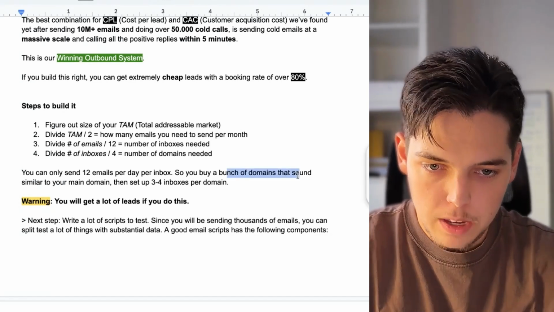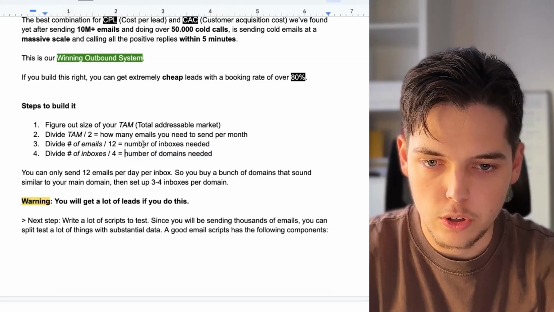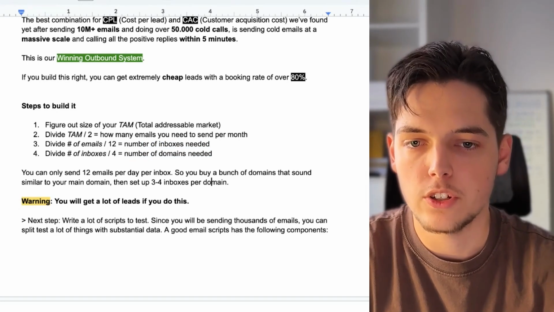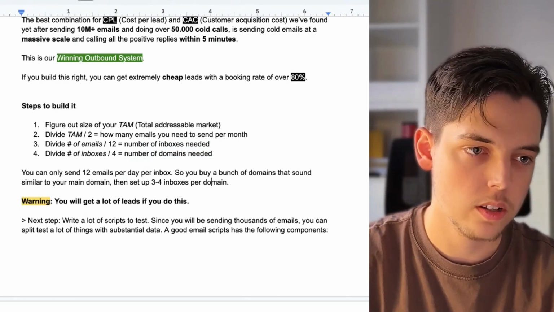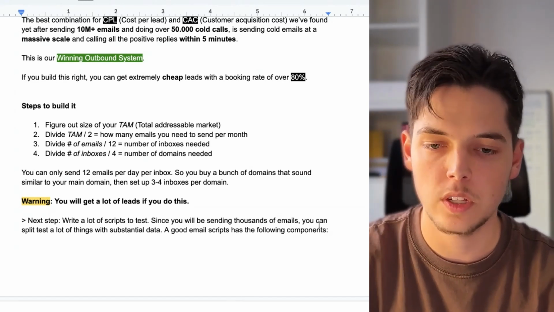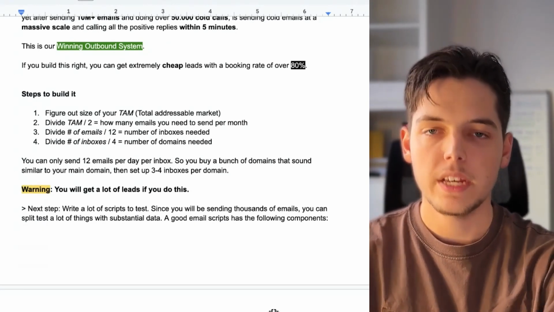And so you buy a bunch of domains, and you get the number here. You buy this many domains, and then for each domain, you buy 4 inboxes, and then you just send emails for each of these. Okay. And there are tools like Smart Lead or Instantly or Email Bison. You can use all of these to manage all of this. Okay, so you set up the software, you buy the domains, stuff like that.